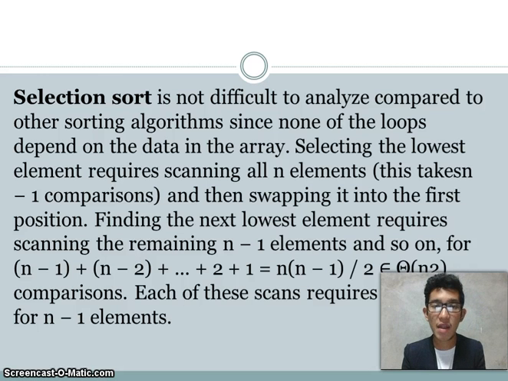Selecting the lowest element requires scanning all n elements. This takes n-1 comparisons and then swapping it into the first position. Finding the next lowest element requires scanning the remaining n-1 elements and so on. For n-1 plus n-2 and so on and so forth. Each of these scans requires one swap for n-1 elements.